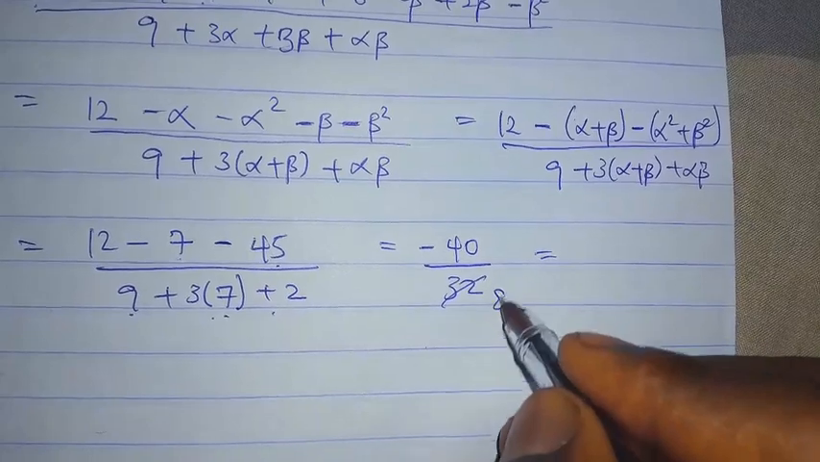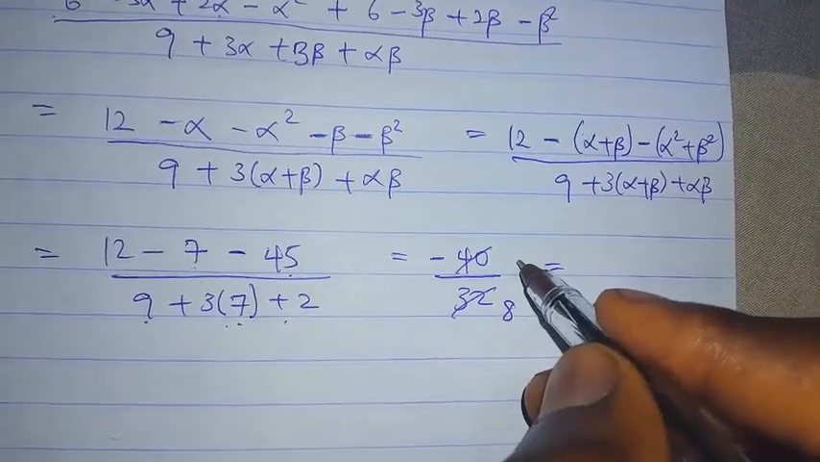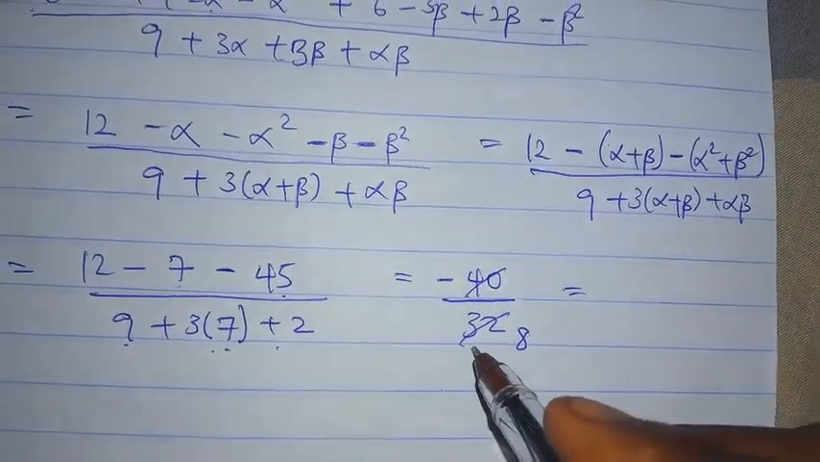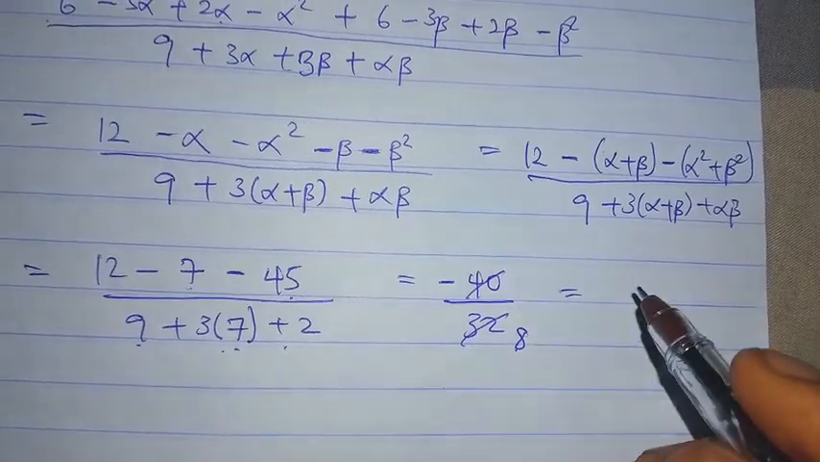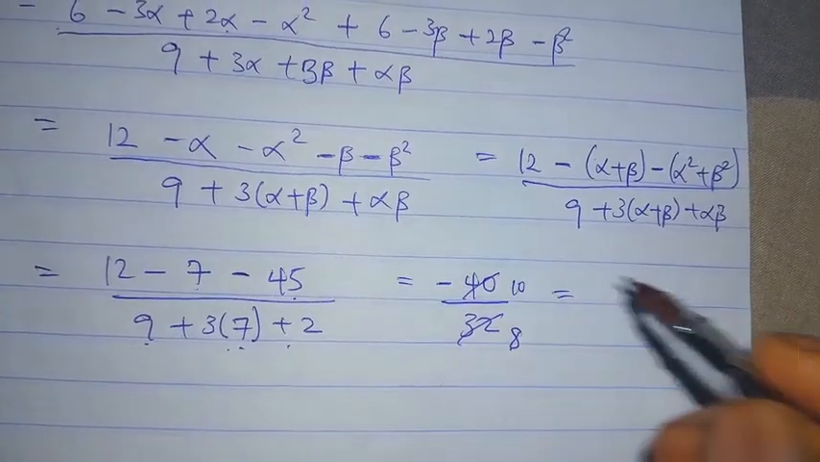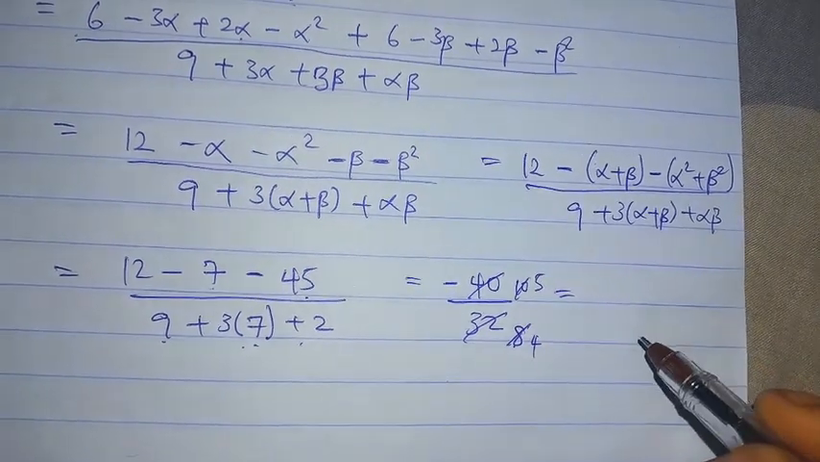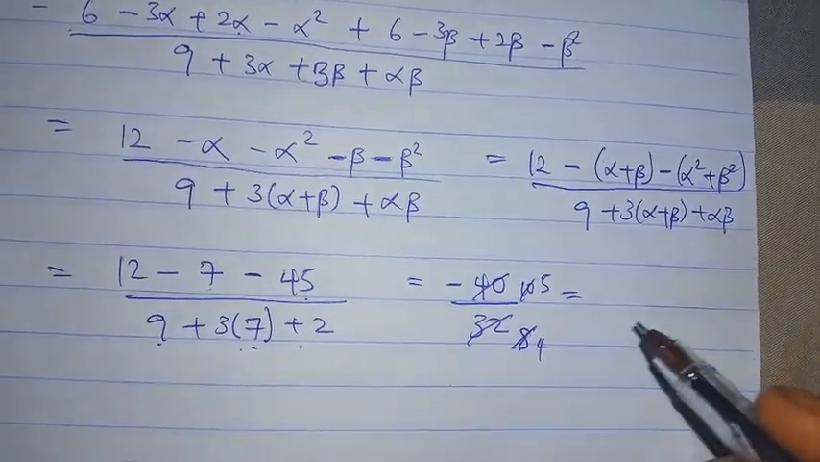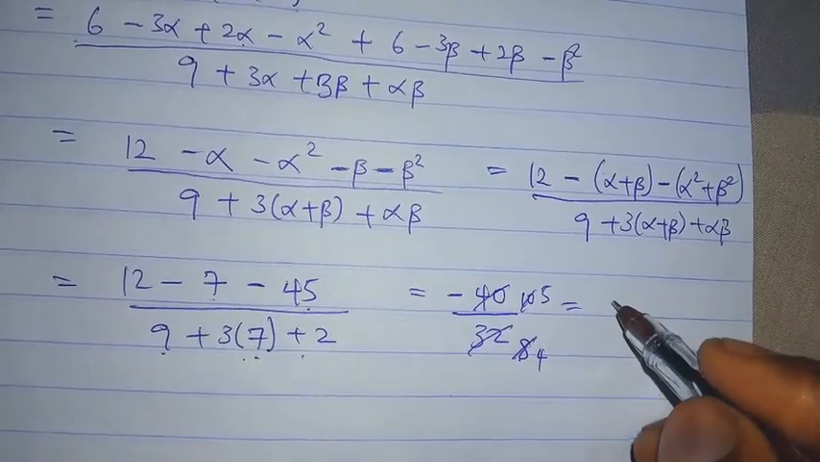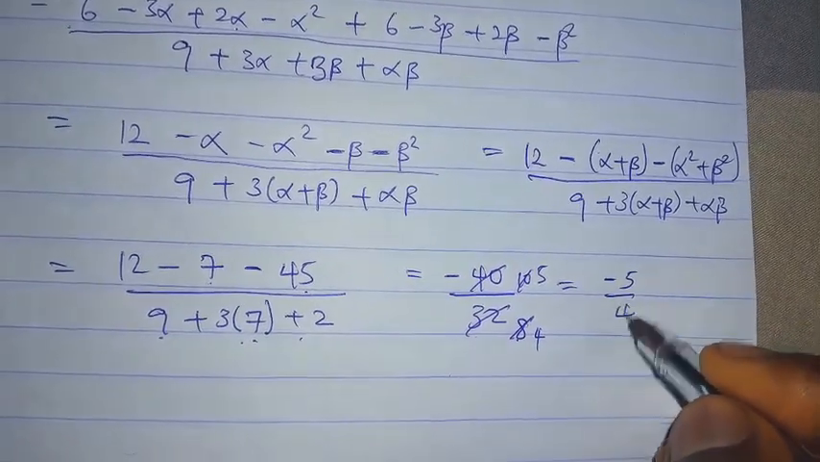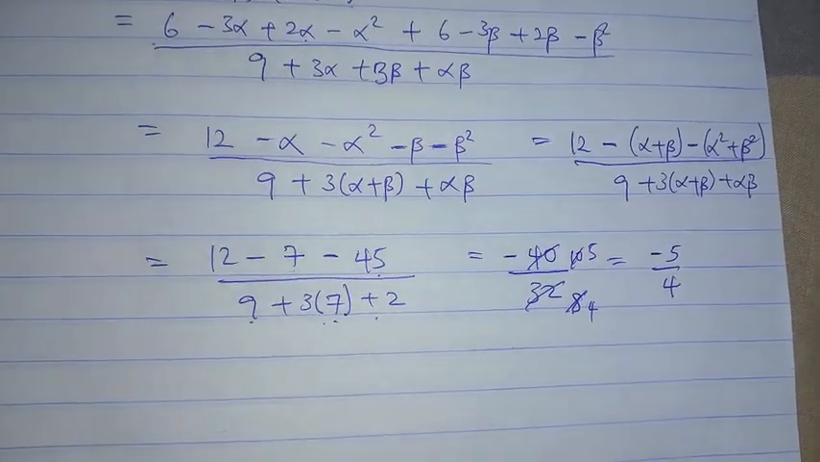So, I believe on dividing, 4 can go here 8 times, 4 times 8 is 32, and 4 times 10 in this case is 40. And then 2 can go here 4 times, and 2 can go here 5 times. So it means that my answer is minus 5 over 4 for number 7 question.